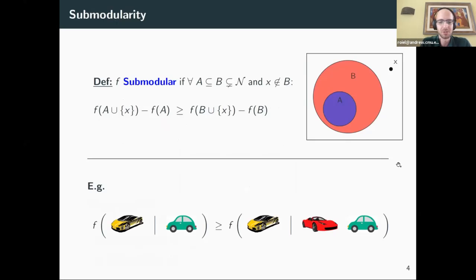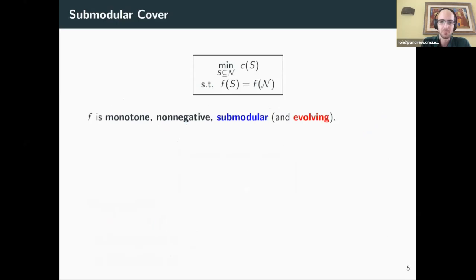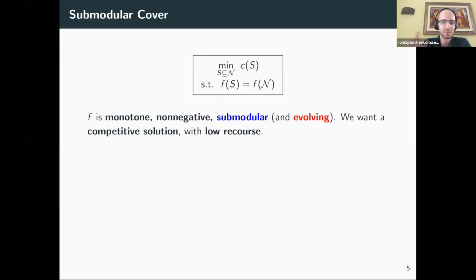Okay, in a picture, my valuation function for cars is submodular if buying a car gives me more value if I don't already have a lot of cars. Okay, so this is the problem that we actually would like to solve. Min over S of cost of S, subject to the constraint that f of S is maximized. And f is monotone, non-negative, submodular, and somehow evolving over time, though I have yet to say exactly what I mean by this. And we want a competitive solution over time with low recourse.